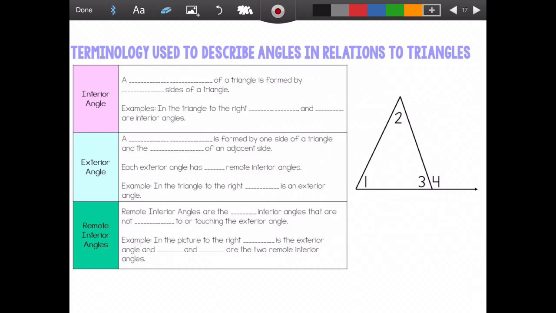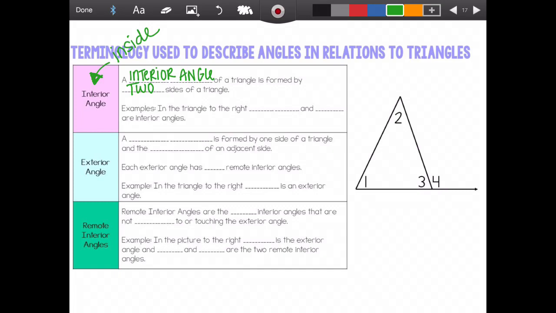The key word to remember for interior is you can think of inside. So interior, inside. When we think about that, our definition is an interior angle. And again, you can follow along. I will leave these in the folder, and you can follow along as notes if you want, or you can just come back to the video. It's up to you. So interior angles of a triangle are formed by two sides of a triangle.